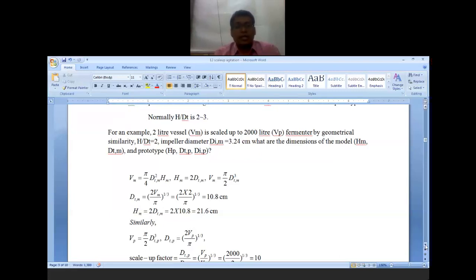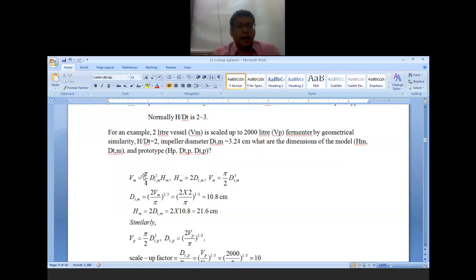Then impeller diameter is given as 3.24 centimeters. What are the dimensions of the model? That is, what is the height, what is the tank diameter, and what are the dimensions of the prototype. So we know the volume, we know the height to diameter ratio, and we know the impeller diameter. From there, we have to design a prototype.